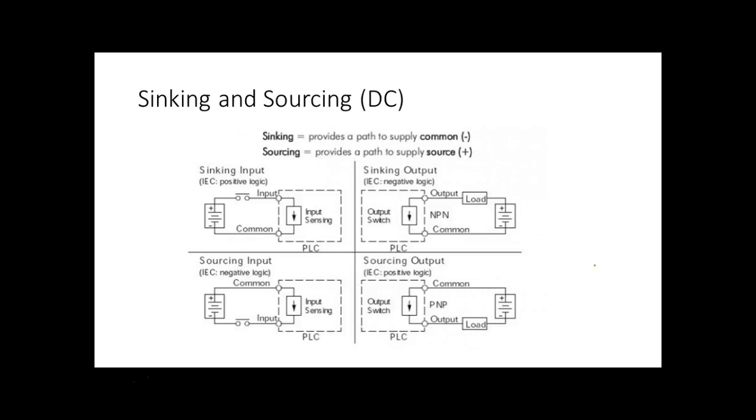So in DC sensors, we have 2 types. We have what we call sinking and sourcing. And the best way I can put it is to draw it like a motor control circuit. On one side, we've got our sensor. And the other side will be the input, which would be our load.